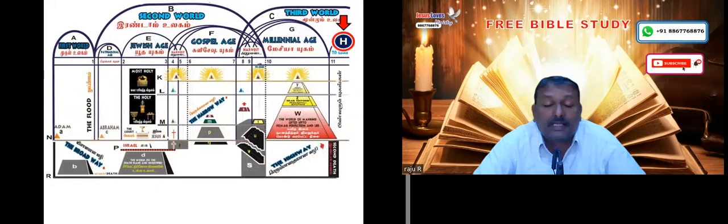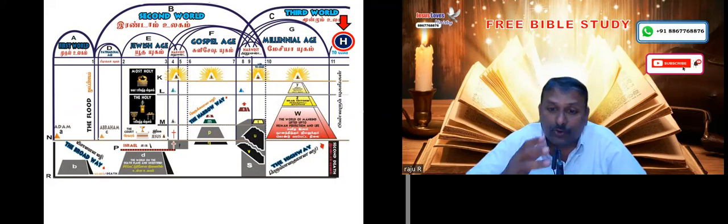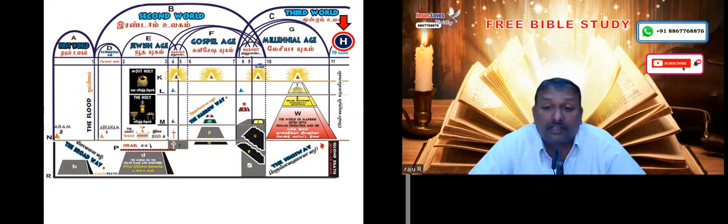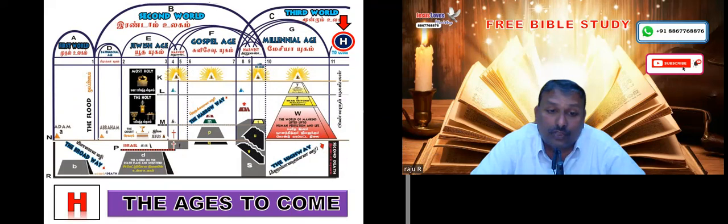Now, after this 1,000 years, we all know that the Bible speaks about ages to come. In Revelation 21 and 22, it says, they shall reign forever and ever. What is the meaning? That means there is going to be a time after the 1,000 years that mankind will reign on this earth forever and ever. That is called the ages to come, and that is represented by capital H in the chart.